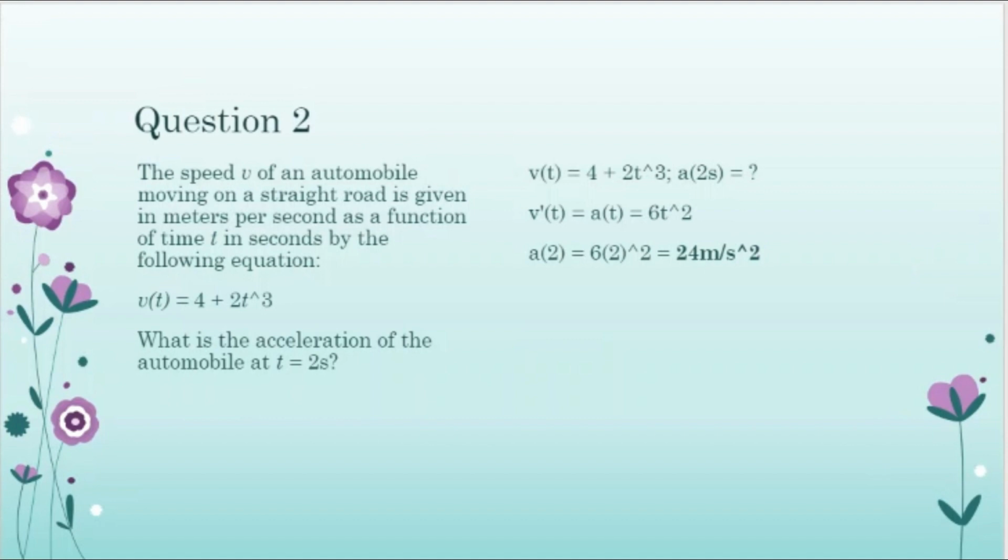So the question is asking for the acceleration of the automobile, and we are given the velocity function for the automobile. So as I said earlier, the acceleration function can be found by taking the first derivative of the velocity function, and by doing that, using the power rule, you get that the acceleration function is equal to 6t to the second. Now, using that function, you can plug in t equal to 2 to get the acceleration at 2 seconds. And when you do plug that in, you get 24 meters per second squared.